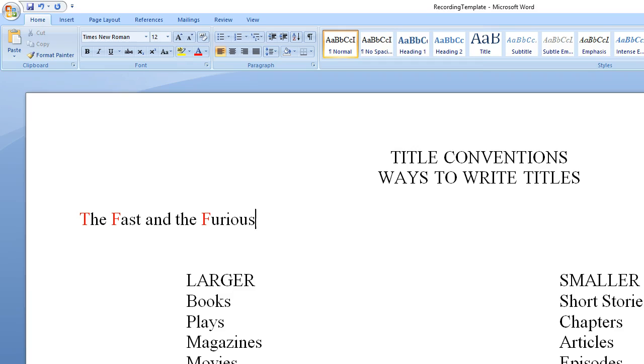But because this is a movie, I'm not quite done with the way I want to write its title. Remember that the titles of movies are in italic letters. In Microsoft Word, the way to make a word italic is to highlight it, to go to this slanty little I in the upper left-hand corner of the Word screen, and to press it. And that makes italics. And now, The Fast and the Furious is in italics the way that my reader would expect it to be.